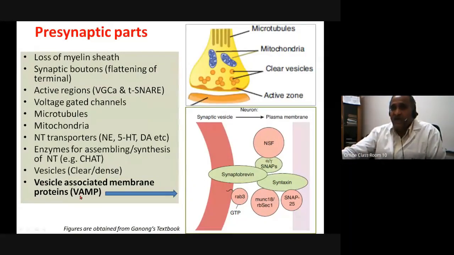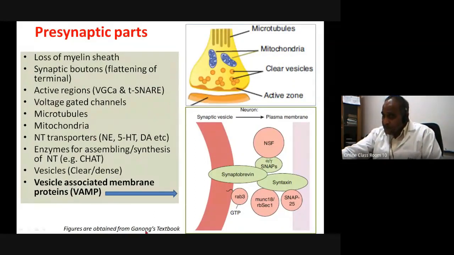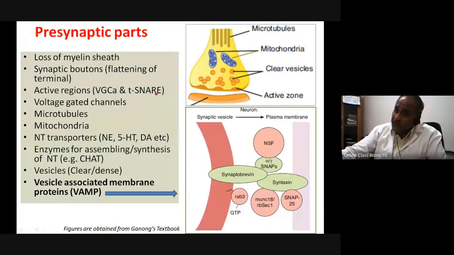Then we have what we call vesicle-associated membrane proteins, VAMPs. Here I have taken the diagram from Ganong's textbook. These two diagrams are from Ganong's textbook. These are the vesicle-associated membrane proteins. So this is the synaptic vesicle, and this membrane is enlarged here. This synaptic vesicle is attached with a protein called synaptobrevin, which is also known as a V snare.